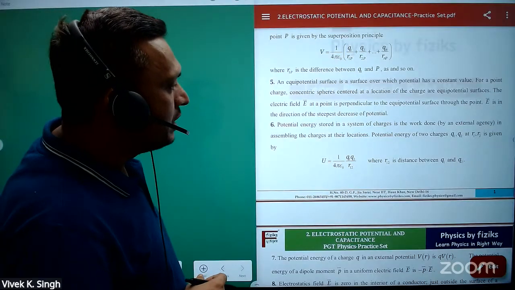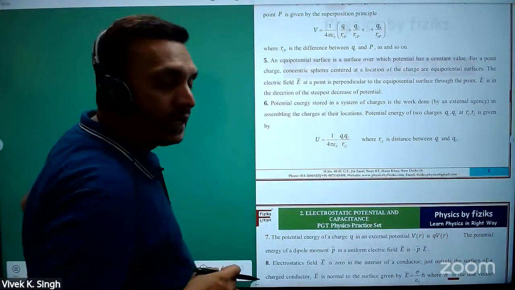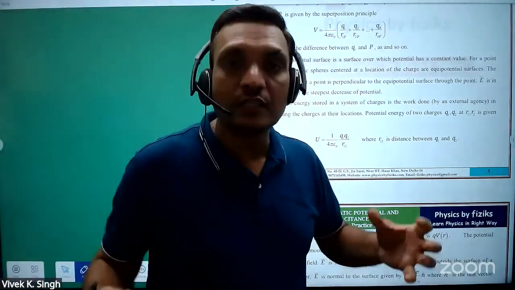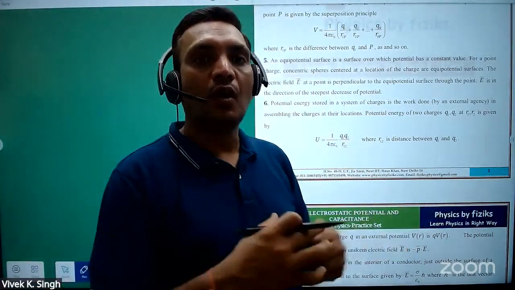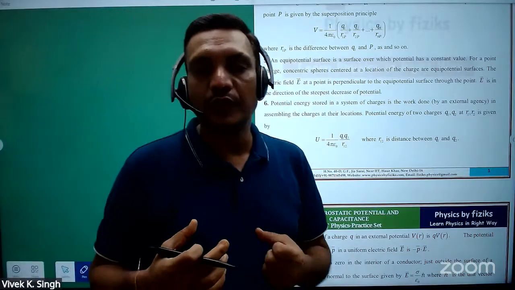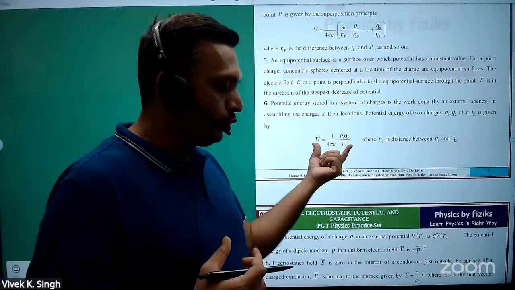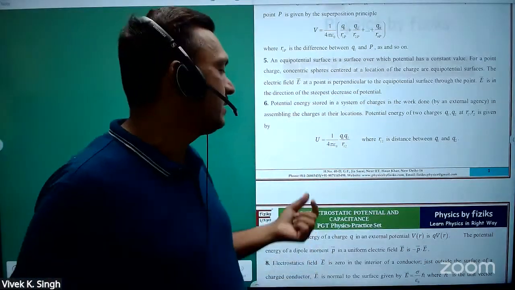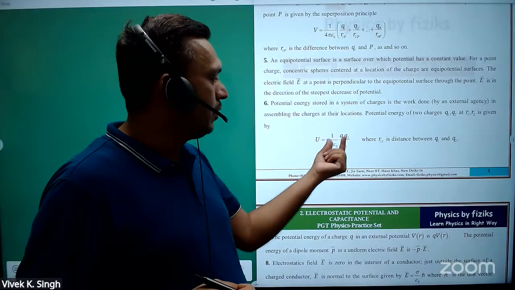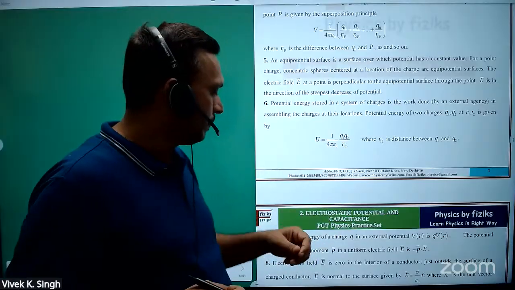The potential energy stored in a system of charges is the work done by the external agency in assembling the charges. What is the total work done in assembling all charges? That will give you the potential energy stored in the system. For example, if you have assembled two charges, the potential energy is given by 1 by 4 pi epsilon naught Q1 Q2 by R12. This will be the total work done.